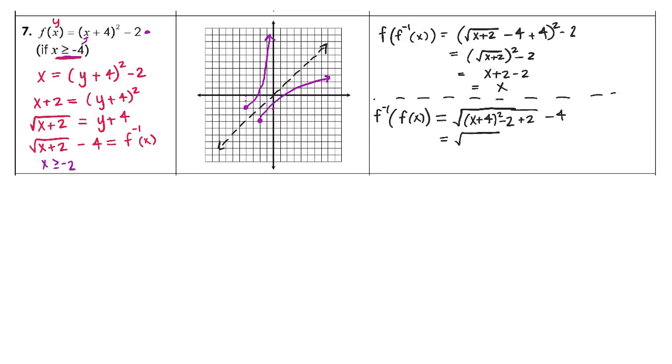And so under the radical, those 2's will cancel. So I have the square root of x plus 4 all squared. And then minus 4. And so we have x plus 4 minus 4. And that in turn is going to leave us with x. So we have verified our inverses algebraically.